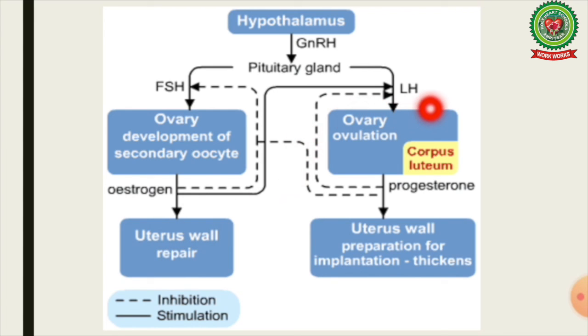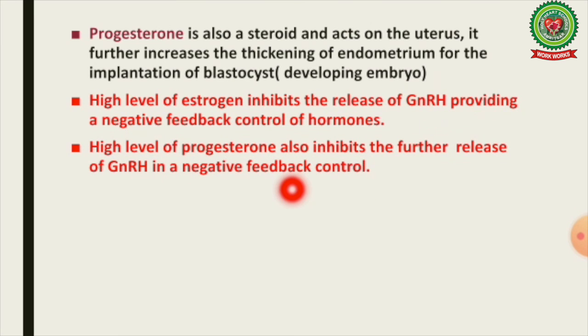On the other hand, LH acts on the corpus luteum. Corpus luteum secretes both estrogen and progesterone. High level of estrogen and progesterone inhibits the release of gonadotropin releasing hormone, providing a negative feedback control of hormone. Progesterone is also a steroid and acts on the uterus. It further increases the thickening of the endometrium for the implantation of the blastocyst, that is the developing embryo.